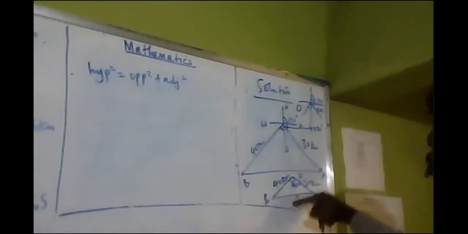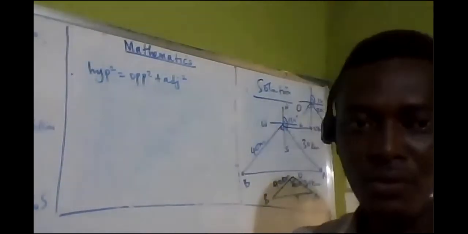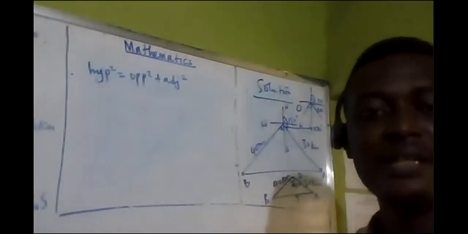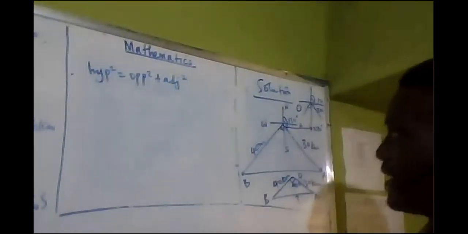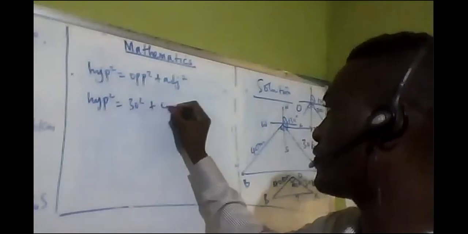So using the Pythagoras theorem, hypotenuse square is equal to opposite square plus adjacent square. This is your hypotenuse square because it's facing the right angle. Any side facing the right angle or 90 degrees itself, that side is the hypotenuse side, not what you were taught before, the longest side. Yes, it might be the longest side, but the main thing is the one facing the what? Right angle. So hypotenuse square is equal to 30 square plus 40 square.